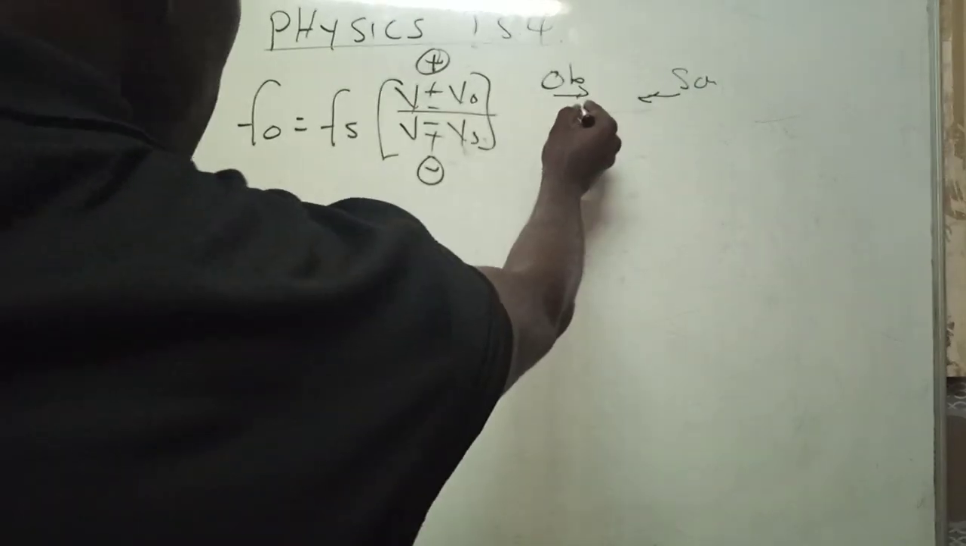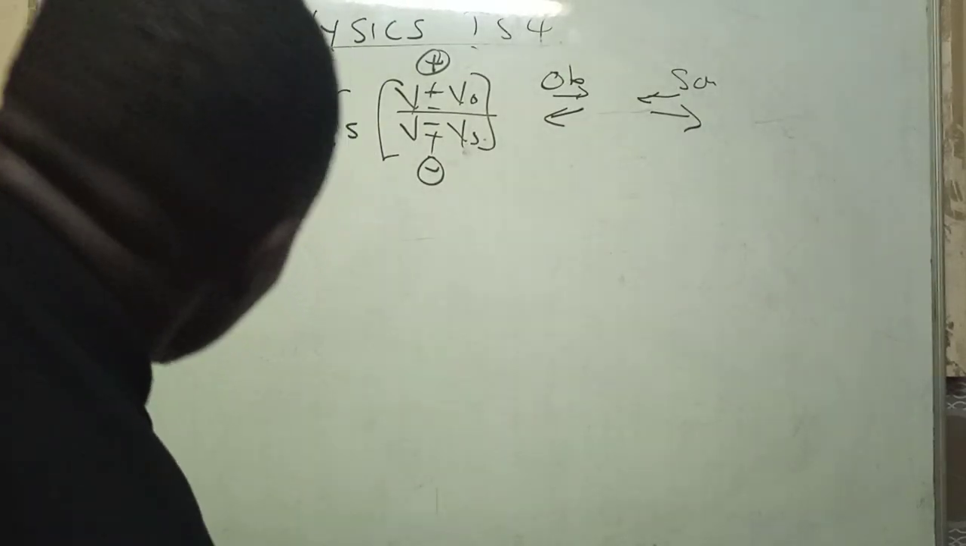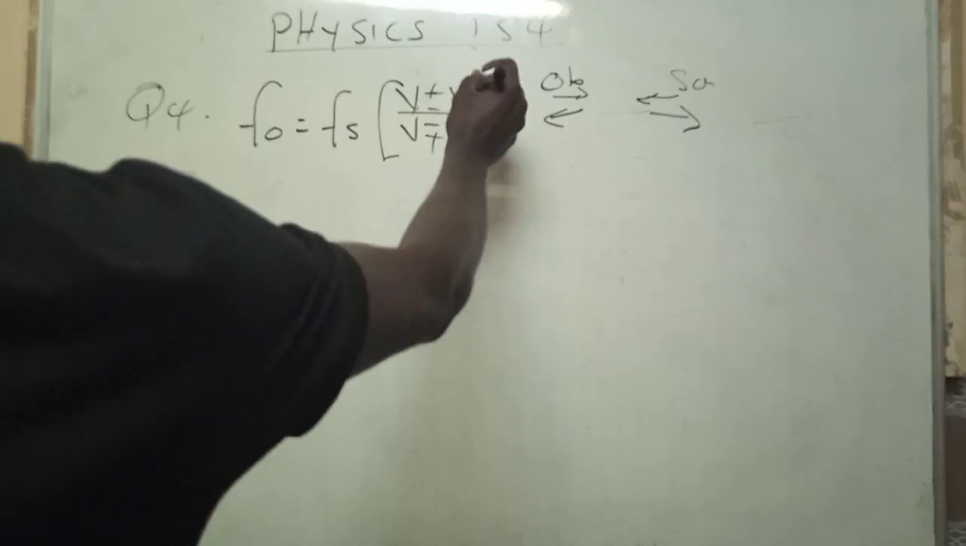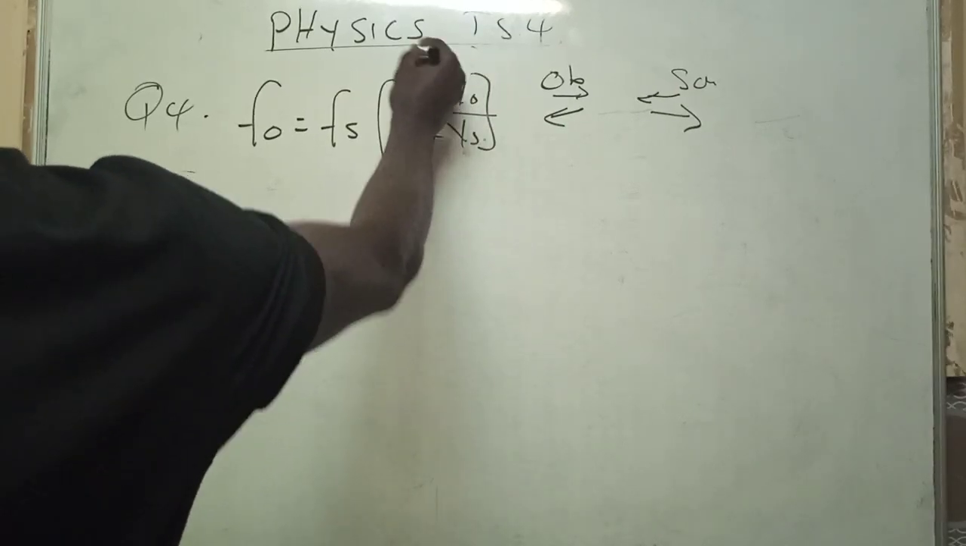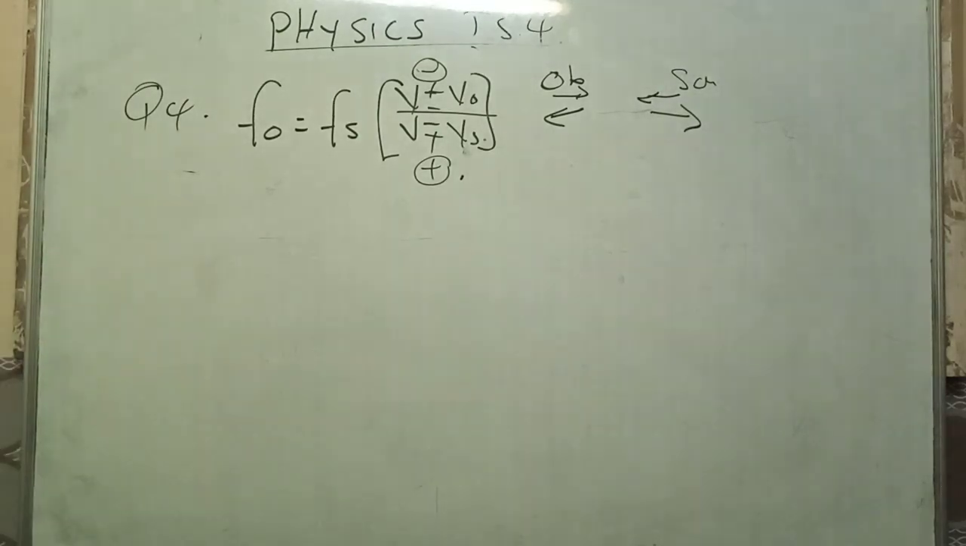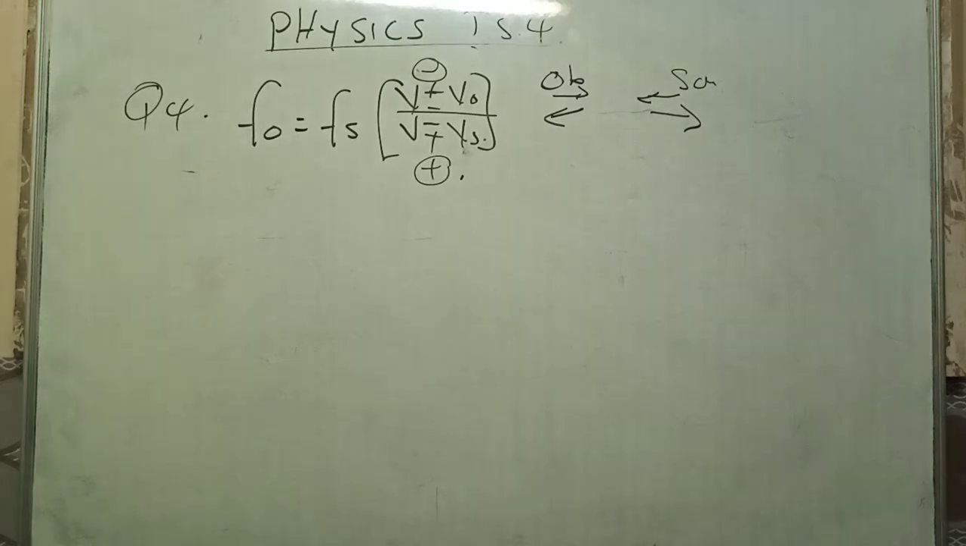But if these guys are moving away from each other, then it is another story. On top here, I'm supposed to use negative, and here positive. So, since they are moving in opposite directions, I'm going to use negative on top and positive down. As long as you get those two points, then you're home and dry here. Okay.